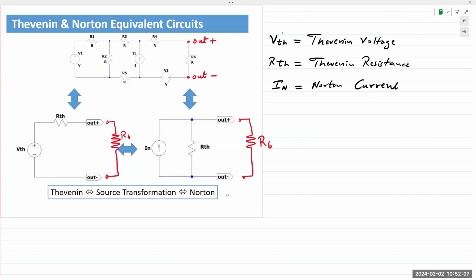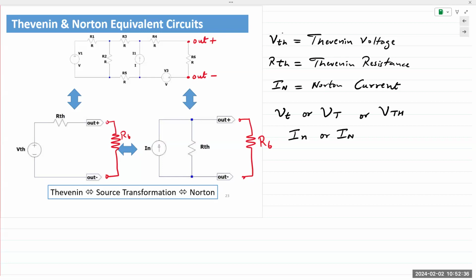So, Norton current. Different authors and different books and different papers like to use different notations. Sometimes you might see a notation which is simply VT, or capital VT, I mean uppercase, or VTH, everything uppercase. IN could be lowercase or uppercase. They all mean the same thing.